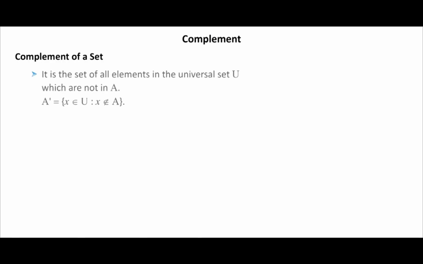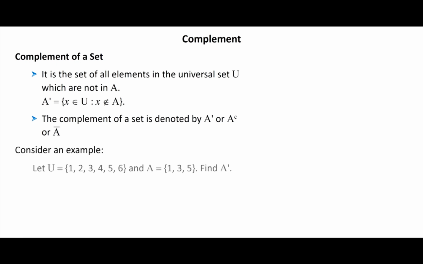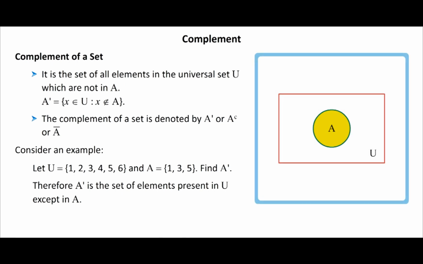Complement of a set. Complement of A is the set of all elements in a universal set U which are not in A. The complement of a set is denoted by A dash. A complement is equal to the set of all x such that x belongs to the universal set and x does not belong to A. Consider an example. Let U is equal to 1, 2, 3, 4, 5, 6 and A is equal to 1, 3, 5. Find A complement. Therefore, A complement is the set of elements present in U except in A. Look at the Venn diagram.